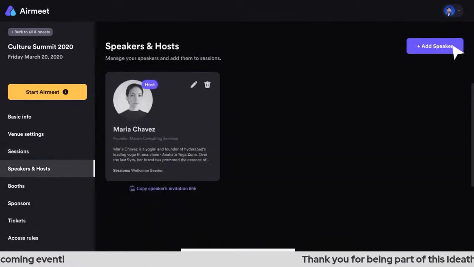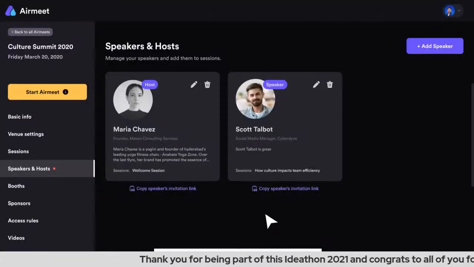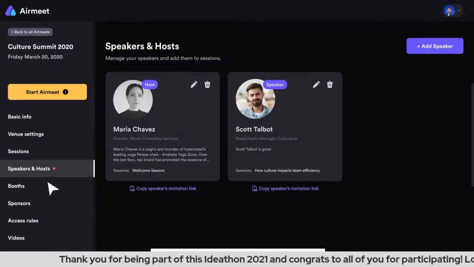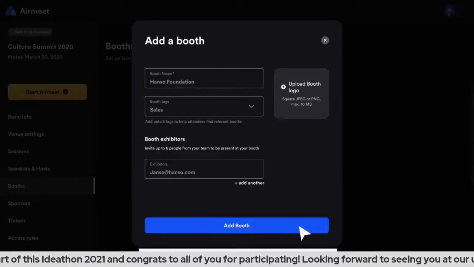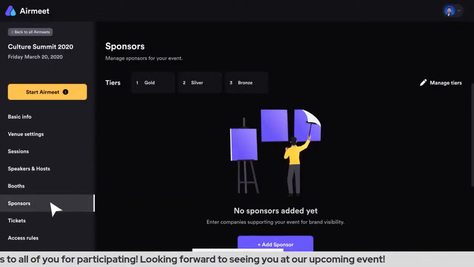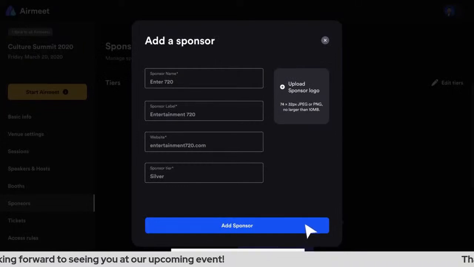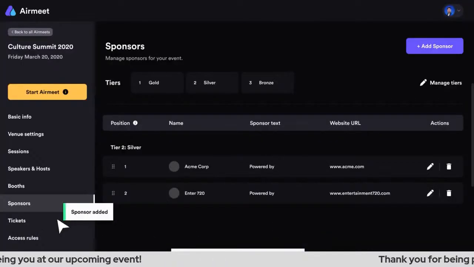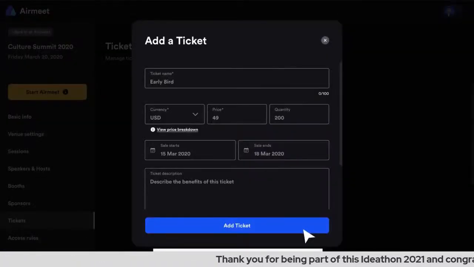Go to the Speakers and Hosts tab to add speakers and hosts to your event and assign speakers to their particular sessions. You can set up exhibitor booths in the Booths tab. Click on the Add Booth button, enter details, and that's it. The booth has been added. Click on the Sponsors tab to create and modify different tiers for your event sponsorships and add sponsors to the specific tiers. Finally, go to the Tickets tab to set up different ticketing slabs for your event.